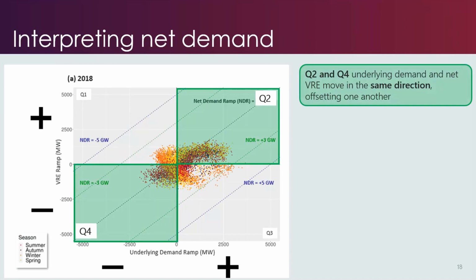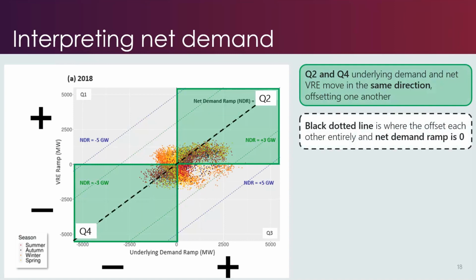So quarter 2 and quarter 4, which are highlighted here, show hourly intervals where VRE and underlying demand moved in the same direction. So when they move in the same direction, they are offsetting one another. Now, when VRE and underlying demand movements are equal and in the same direction, they offset one another entirely. So in these instances, a movement up or down in underlying demand would be completely serviced by the same movement up or down in VRE. And the scheduled fleet could just essentially sit pretty and not move at all. This is a net demand ramp of 0 and is shown here by the black dotted line.